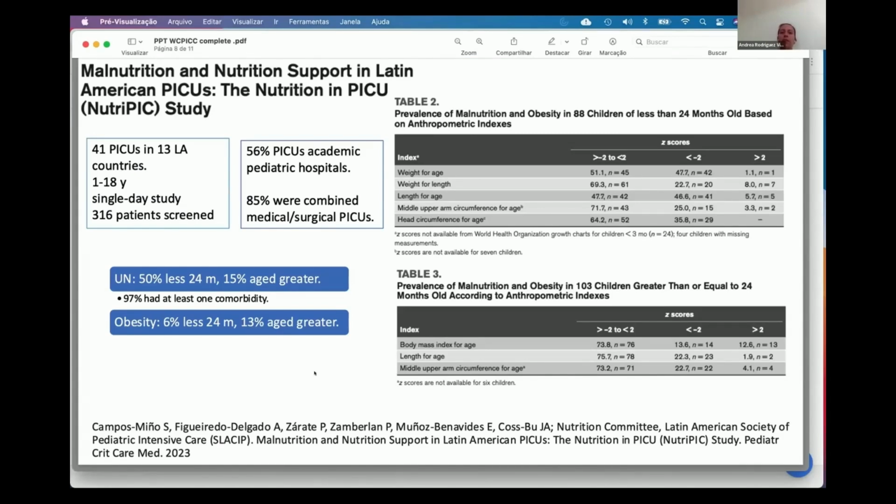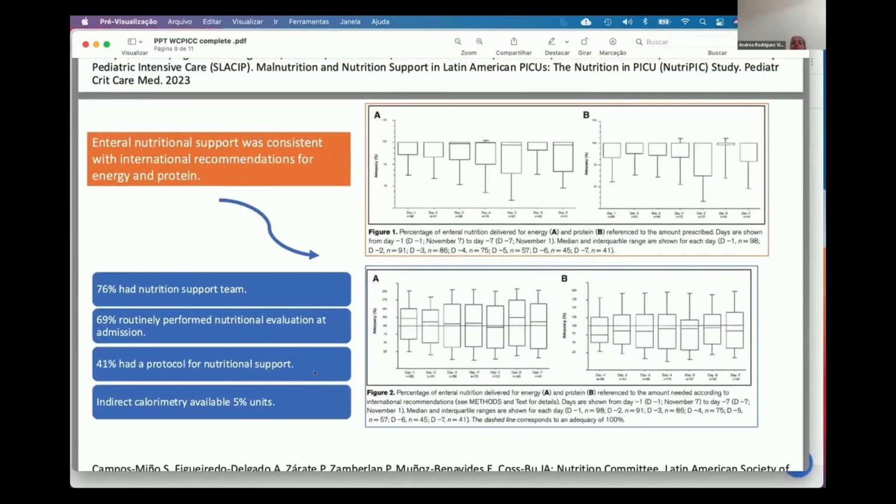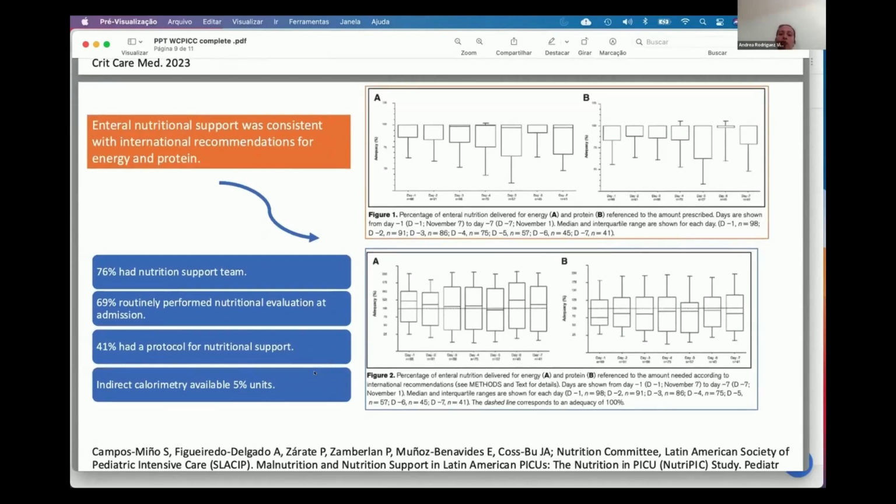Regarding the percentages of malnutrition, it was found that 50% of the cases were children under malnutrition, and in whole the percentage was 15%. As Dr. Arthur said, the vast majority of the malnourished children had at least one, and obesity was 6% in the 24 months. In this other slide, we would like to show you about enteral nutrition support.